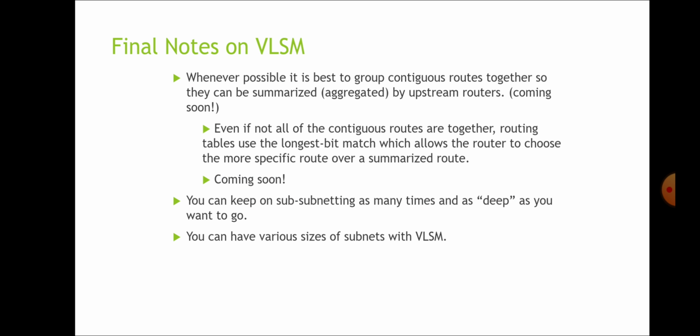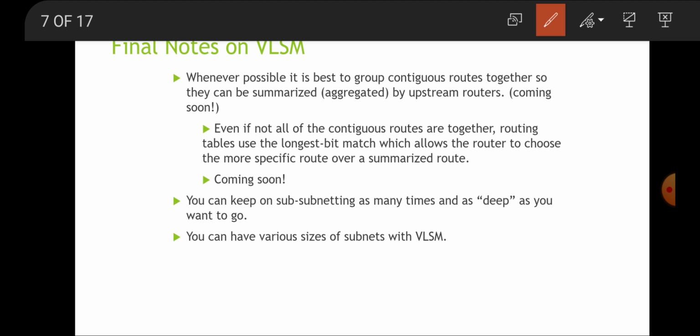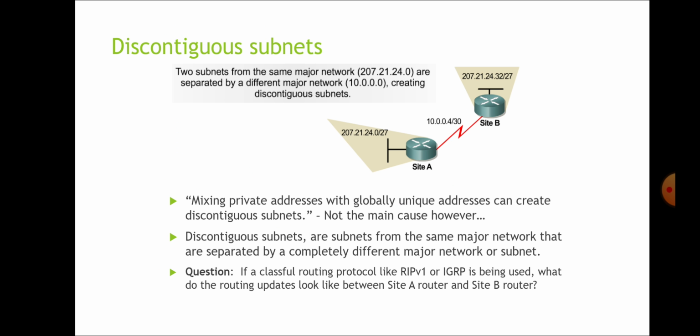Now we are going to the final notes on VLSM. Whenever possible, it is best to group the contiguous routes together, so they can be summarized, aggregated by upstream routers. Even if not all the contiguous routes are together, the routing table uses the longest bit match, which allows the router to choose the more specific route over a summarized route. So you can keep subnetting as many times and as deep as you want to go. You can have various sizes of subnet with VLSM.